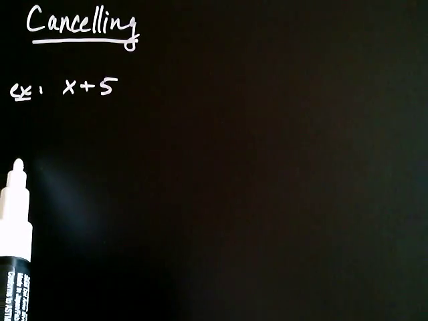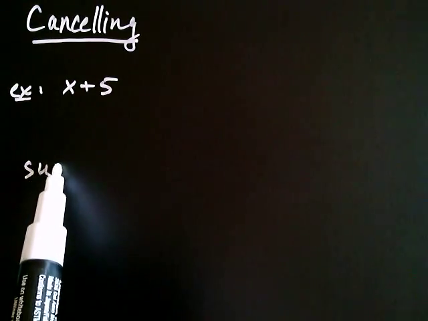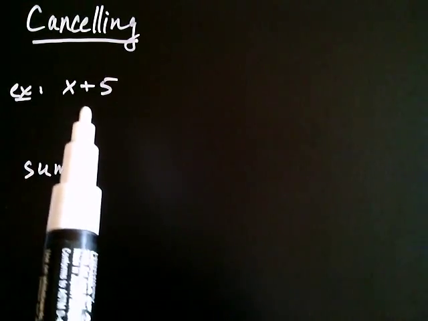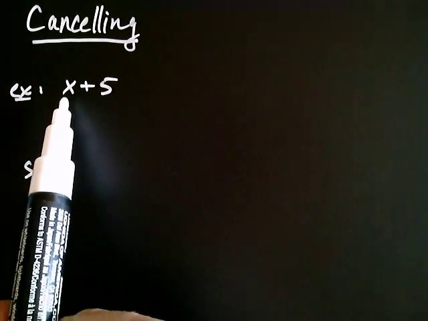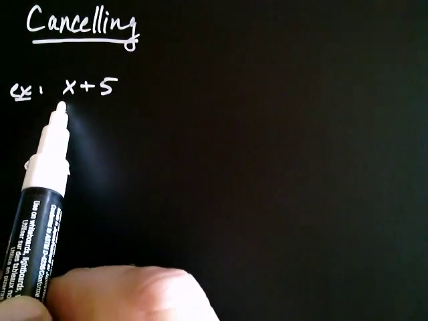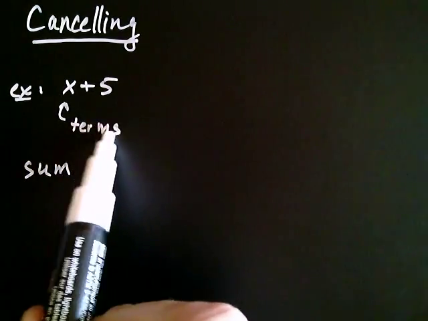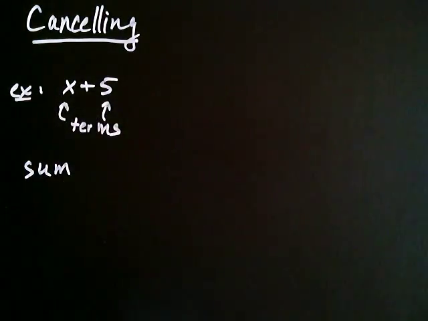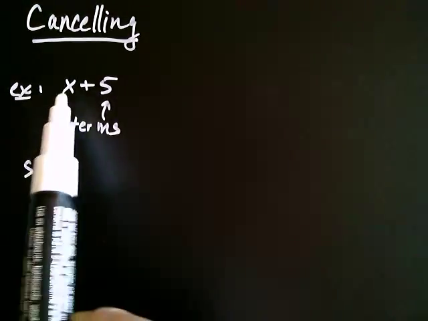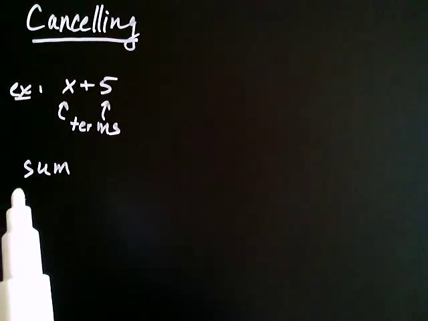We call this a sum. And the two things that you're adding together, in this case the x and the 5, each of those are called terms. Okay? So just like you can add two quantities together, you can also multiply two quantities.